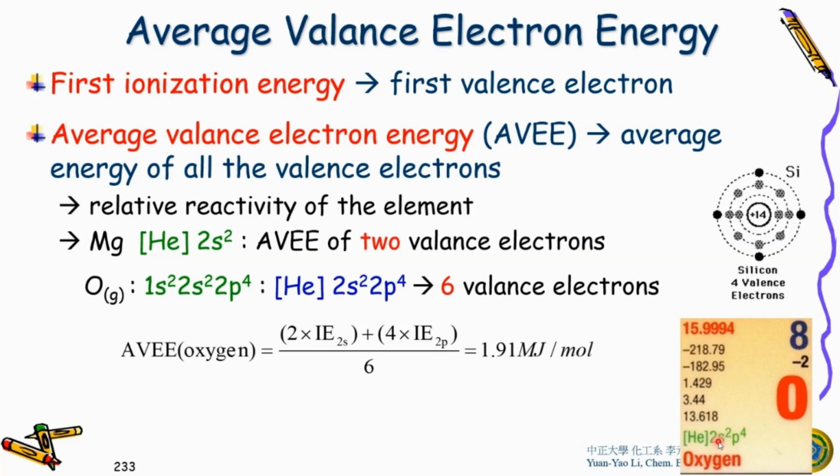So as a result, the energy required for the AVEE of oxygen is about 1.91 megajoules per mole, which is about 10 times, right? So that will be 19.8 electron volts, roughly. So we know that the AVEE of oxygen is about 20.